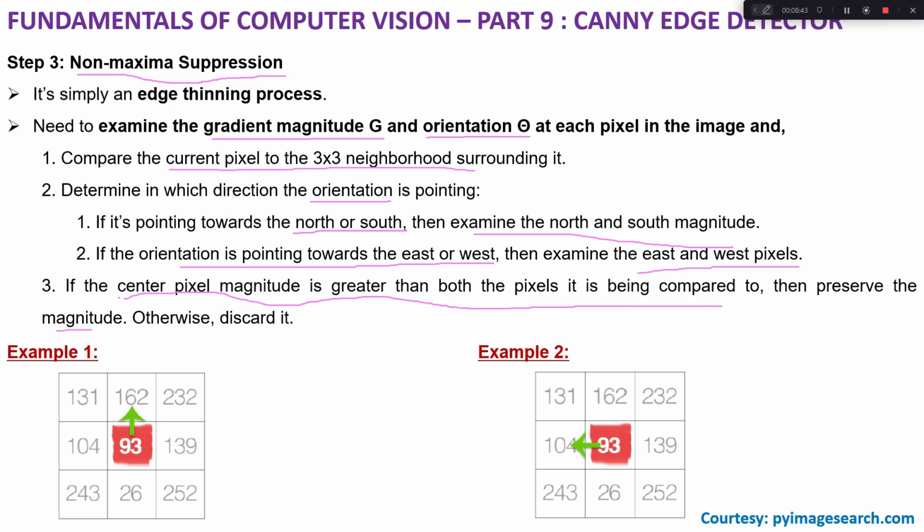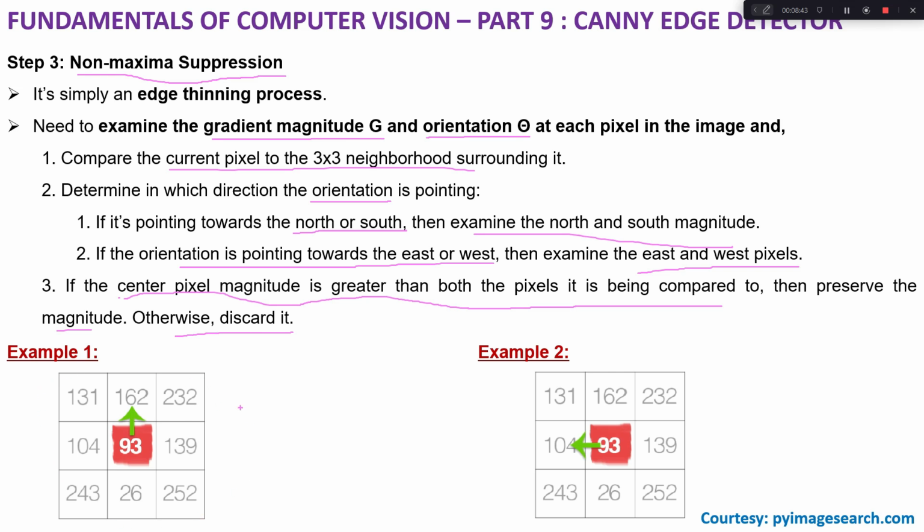If the center pixel magnitude value is greater than the comparing pixels, then we have to retain it. If my center pixel is small, then in that case I have to discard it. So this is a simple algorithm to do this process. Let us try to visualize this in terms of an example. First, let me take example 1.